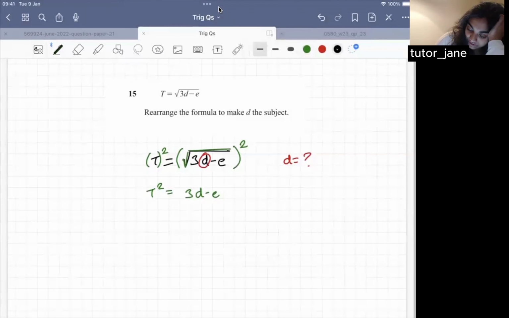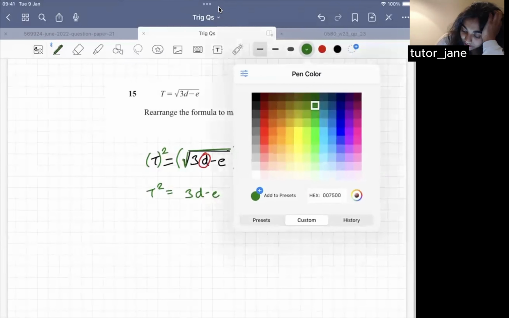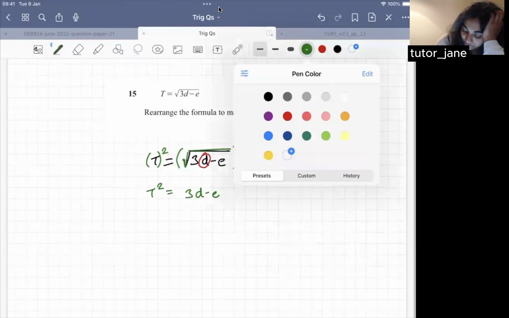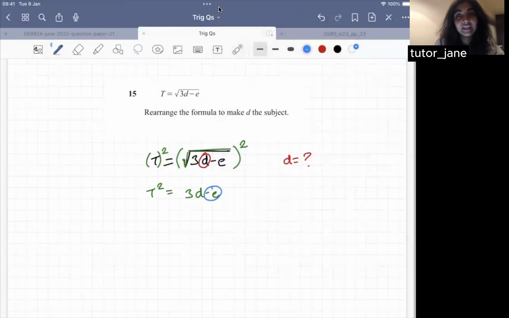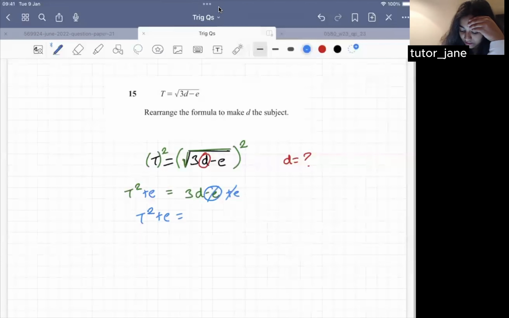So now we have a 3 and an E on this side. So to get rid of the E, we have to do the opposite of what it's currently doing. So this E is currently minus E. So the opposite would be to plus E. And what we do to one side, we have to do to the other. So then this becomes T squared plus E. Then the E's cancel out on this side, and we get T squared plus E equals 3D.